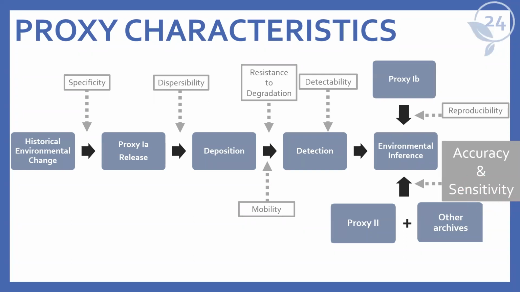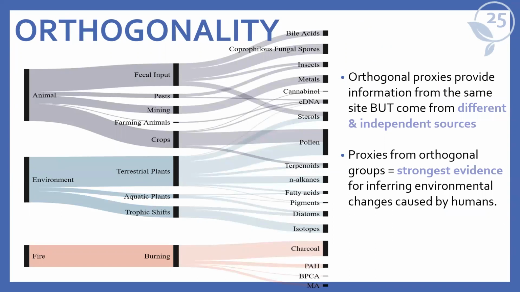So considering all of these together, I also wanted to tie in the concept of orthogonality into the framework. So what do I mean by orthogonality? You can see here the broad groups of the biomarkers and other proxies that I found from the 89 studies.